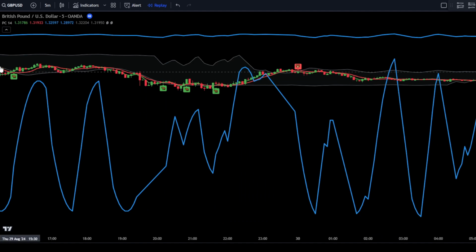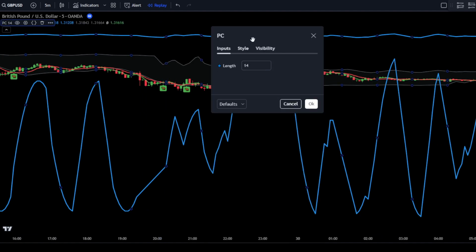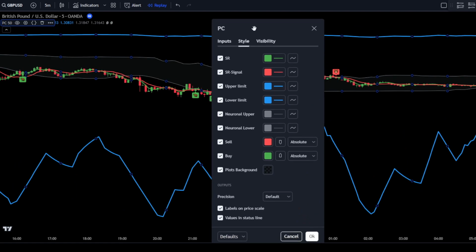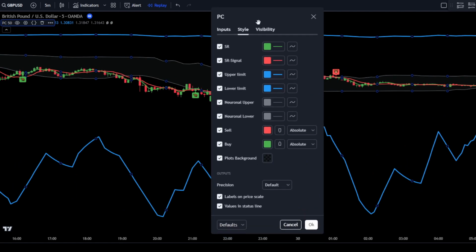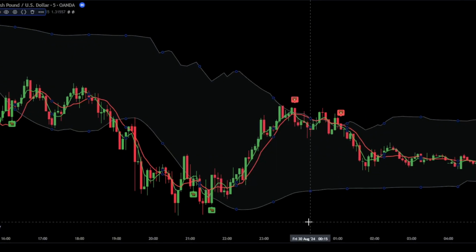Now, let's configure the PyramidCover indicator. In the Input tab, change the PyramidCover length to 50. After that, go to the Style tab. In the Style tab, uncheck the upper limit and lower limit boxes. Once you're done, simply click OK to save the changes.